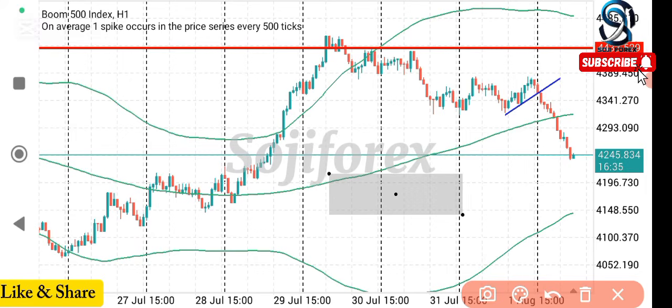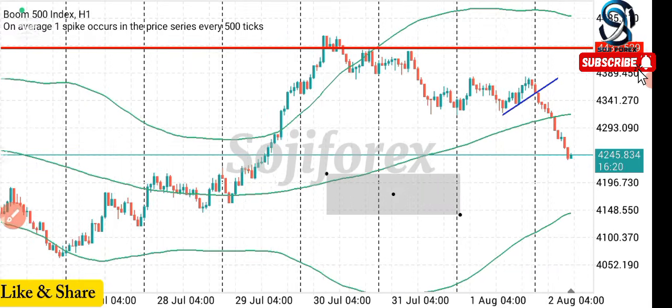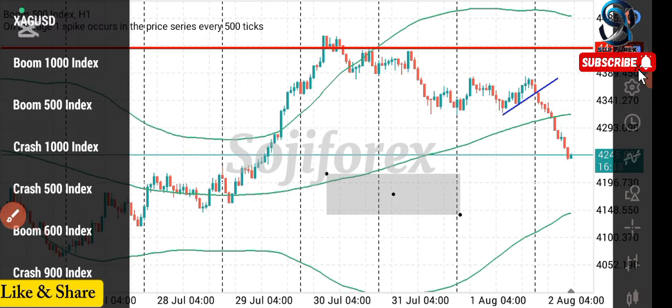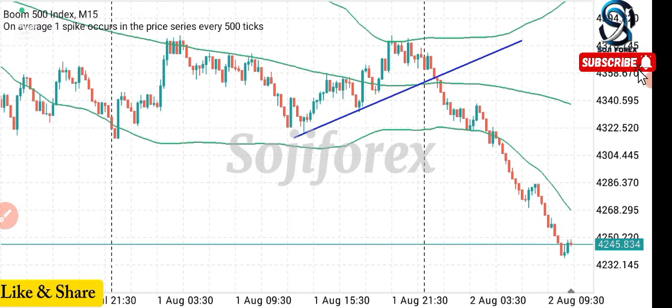Because we don't have a clearer view of structure on a higher time frame, anytime you have this type of movement, if there is no correct structural point for you to identify, move to the lower time frame. So we are going to 15 minutes to see if we can get this clearly.